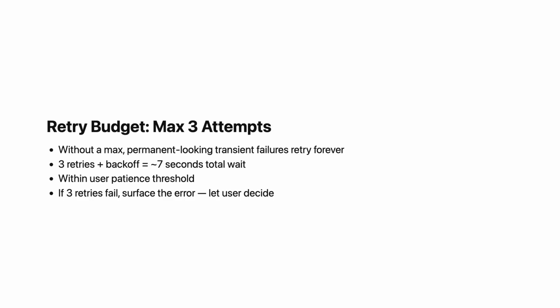The pattern has 3 states: closed, normal operation, requests go through; open, after a threshold of consecutive failures, say 5 in a row, stop sending requests entirely. All requests fail immediately without making a network call. Half open, after a cooldown period, say 30 seconds, allow 1 request through. If it succeeds, close the circuit, the service is back. If it fails, open the circuit again.